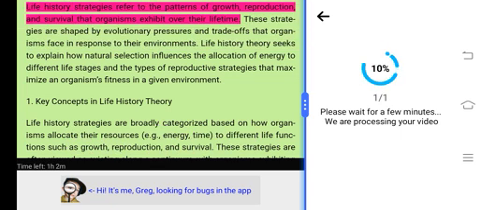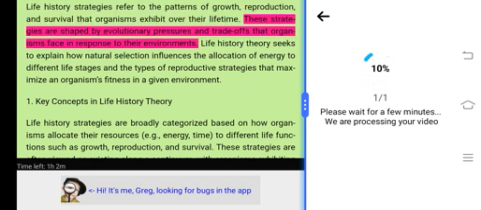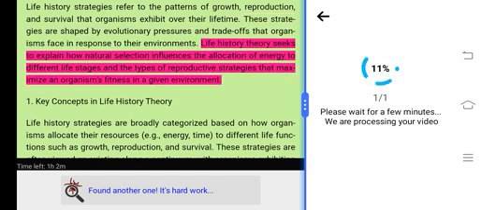Life history strategies refer to the patterns of growth, reproduction, and survival that organisms exhibit over their lifetime. These strategies are shaped by evolutionary pressures and trade-offs that organisms face in response to their environments. Life history theory seeks to explain how natural selection influences the allocation of energy to different life stages and the types of reproductive strategies that maximize an organism's fitness in a given environment.